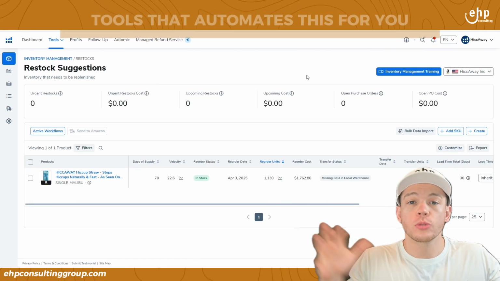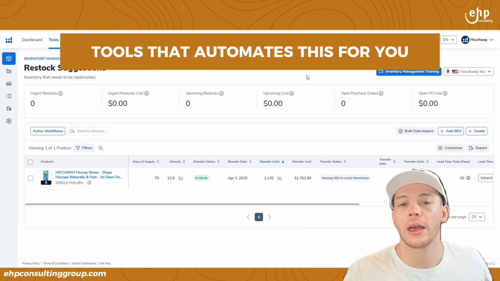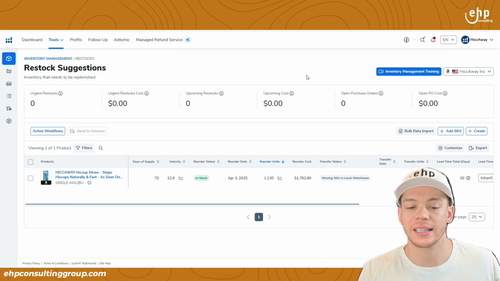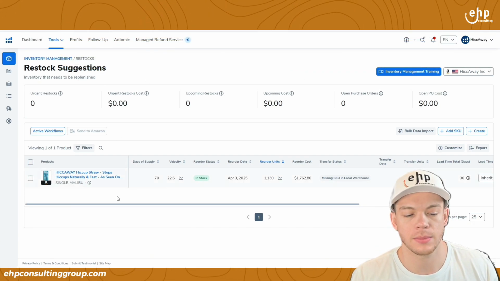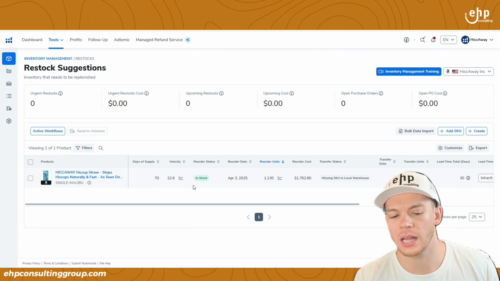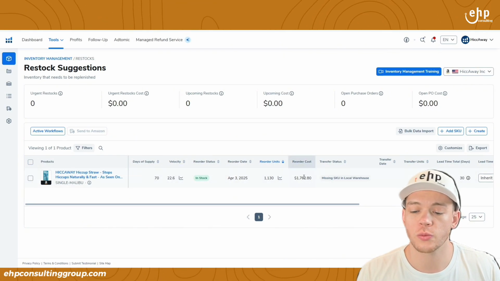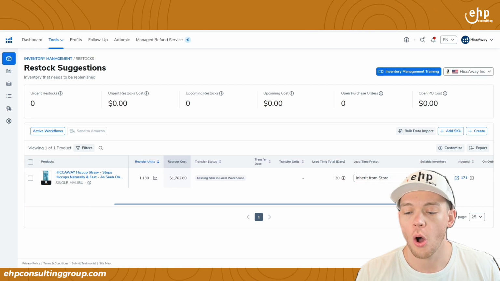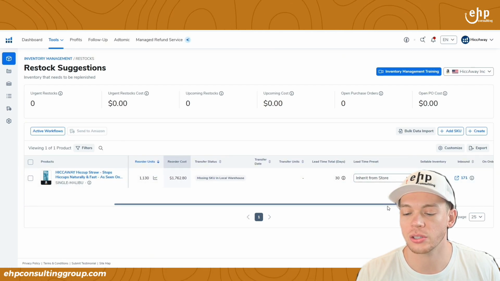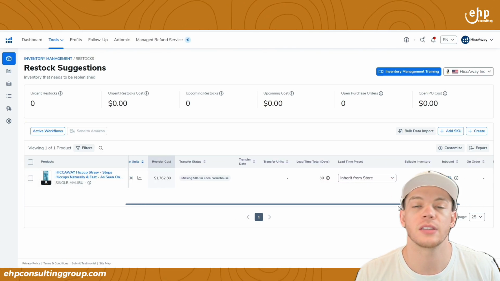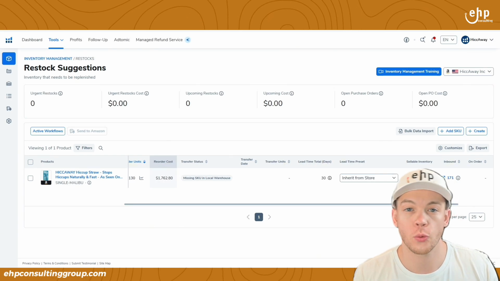Now there are some tools like Jungle Scout that automate this for you, and Helium 10. So you can see I'm in Helium 10 right now. It's got your days of supply, velocity, reorder status, reorder date, reorder units, reorder cost, transfer status, all this fun stuff you can actually look into to see. So this can help automate it for you.